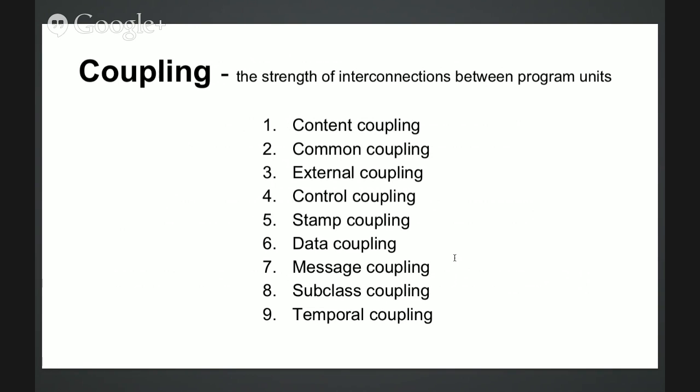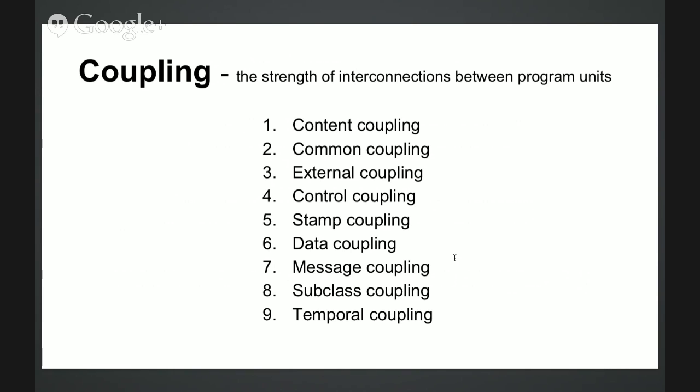So, for example, the common coupling can be that you are sharing a global variable. Whenever the shared variable changes, these modules are affected. You can have an external coupling, for example, different modules depend on an outside resource, like a file. You can have control coupling. You have created functions, and one of the arguments is true or false. Depending on this true or false argument, the function will do one thing or another.